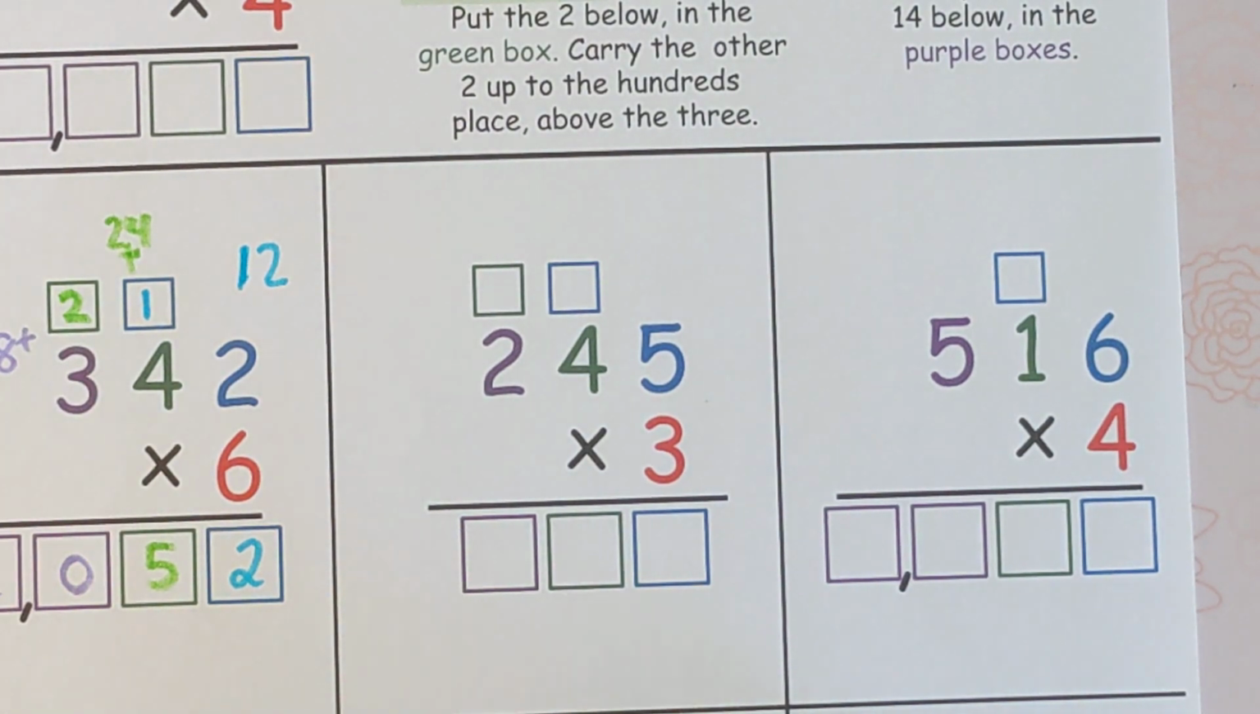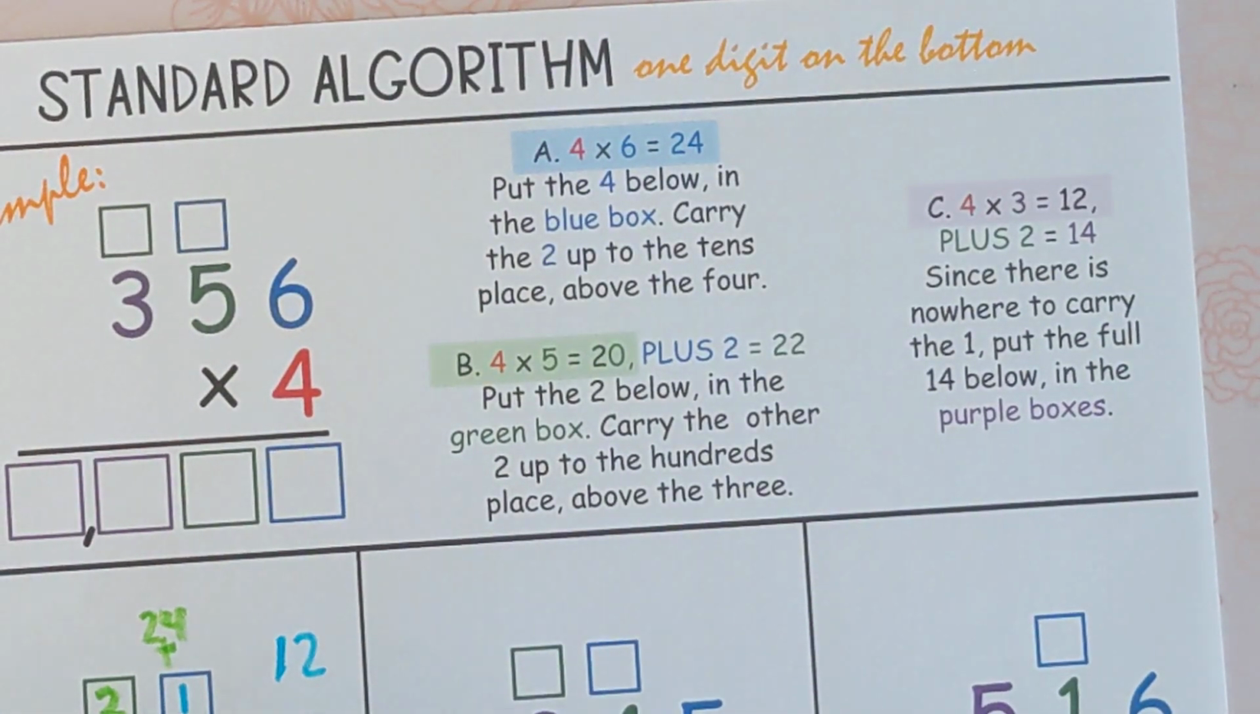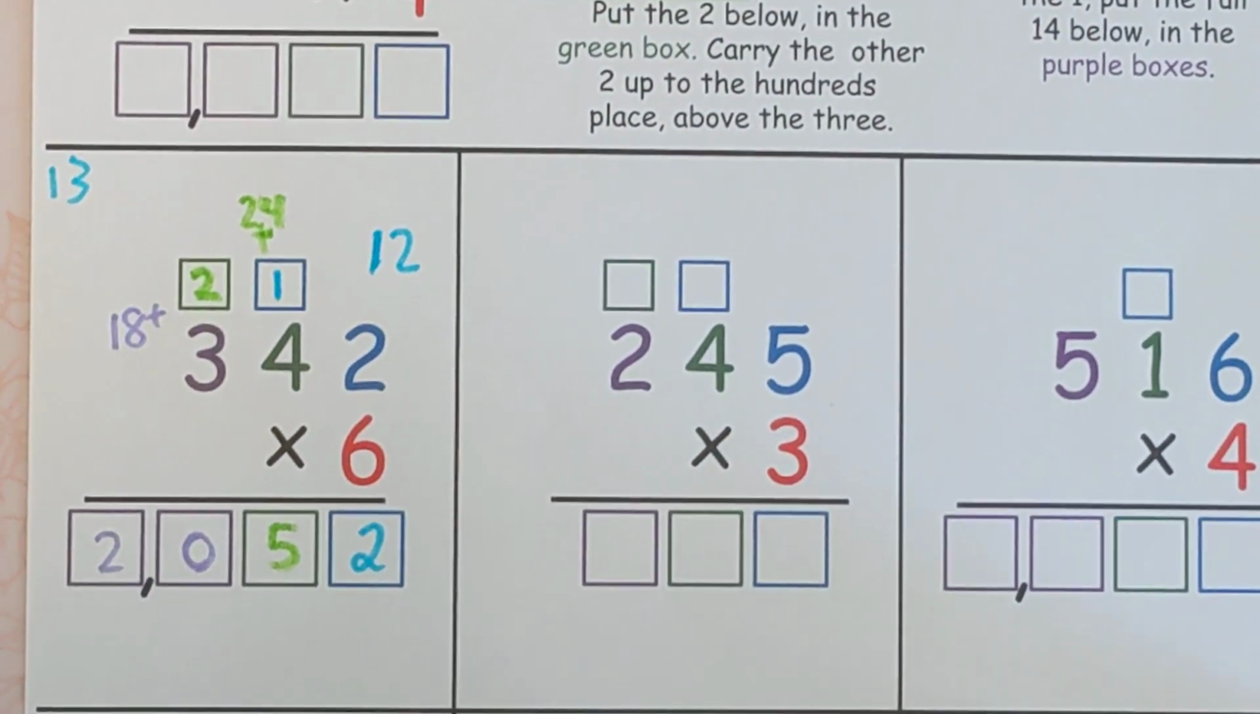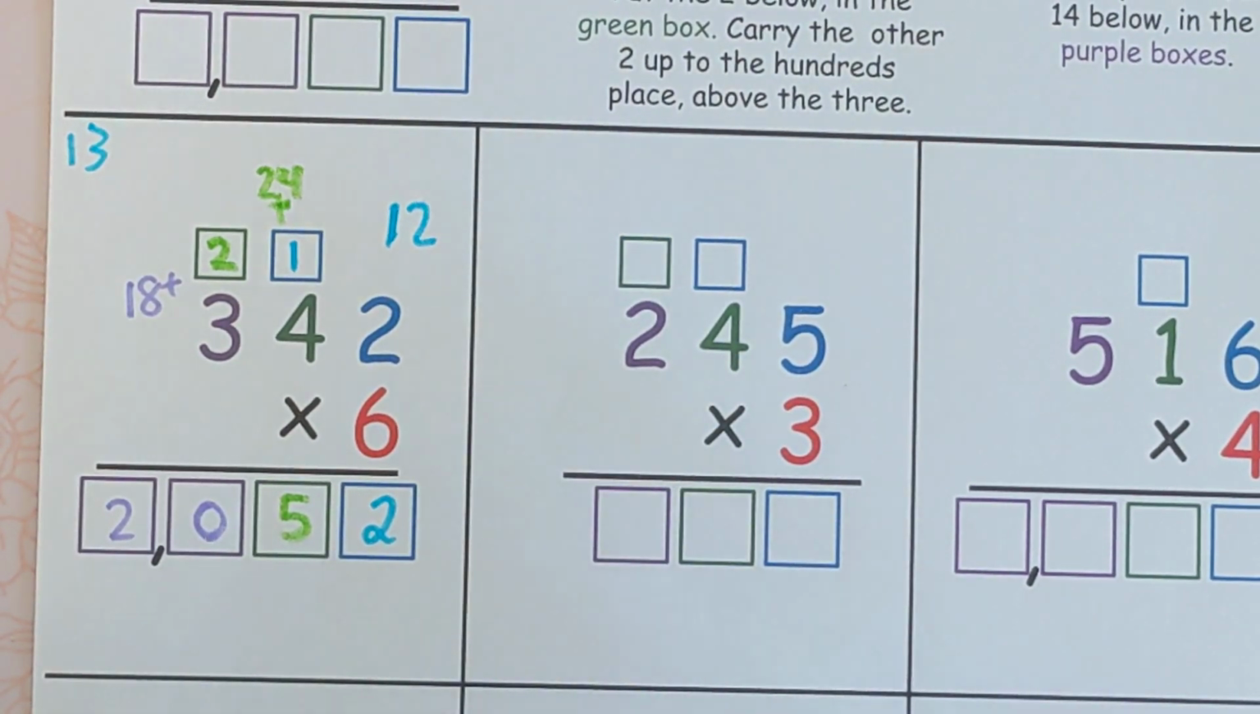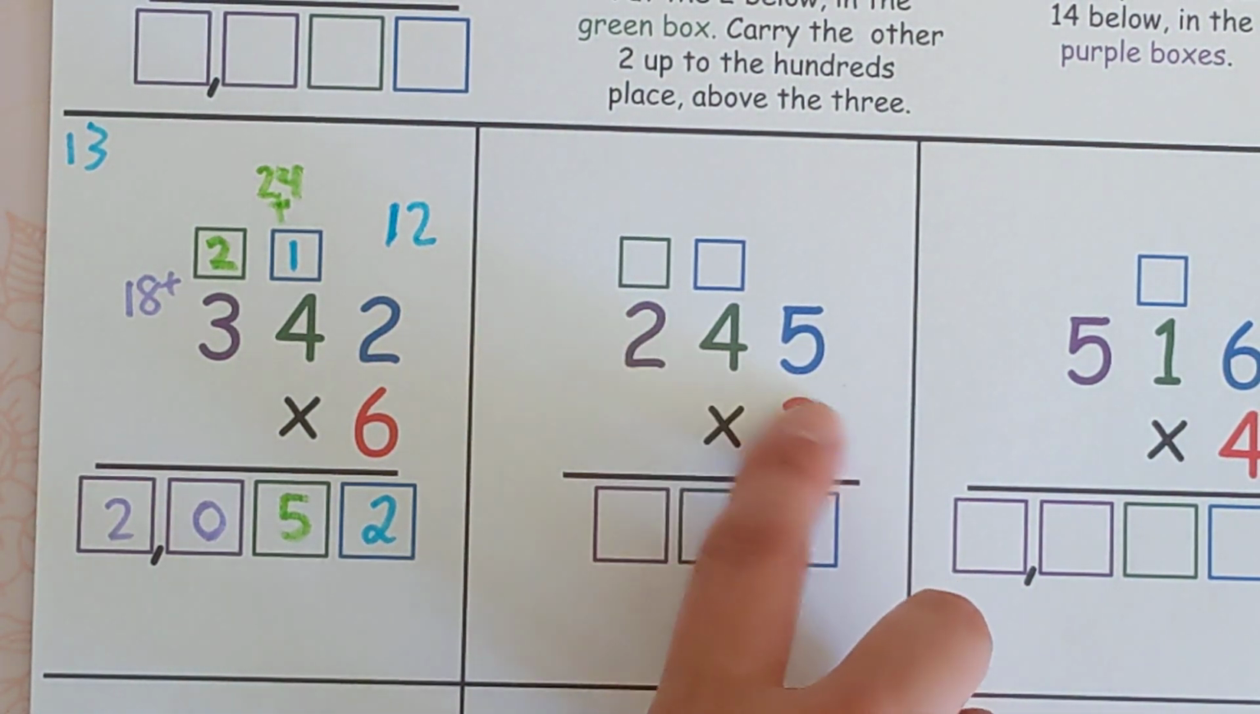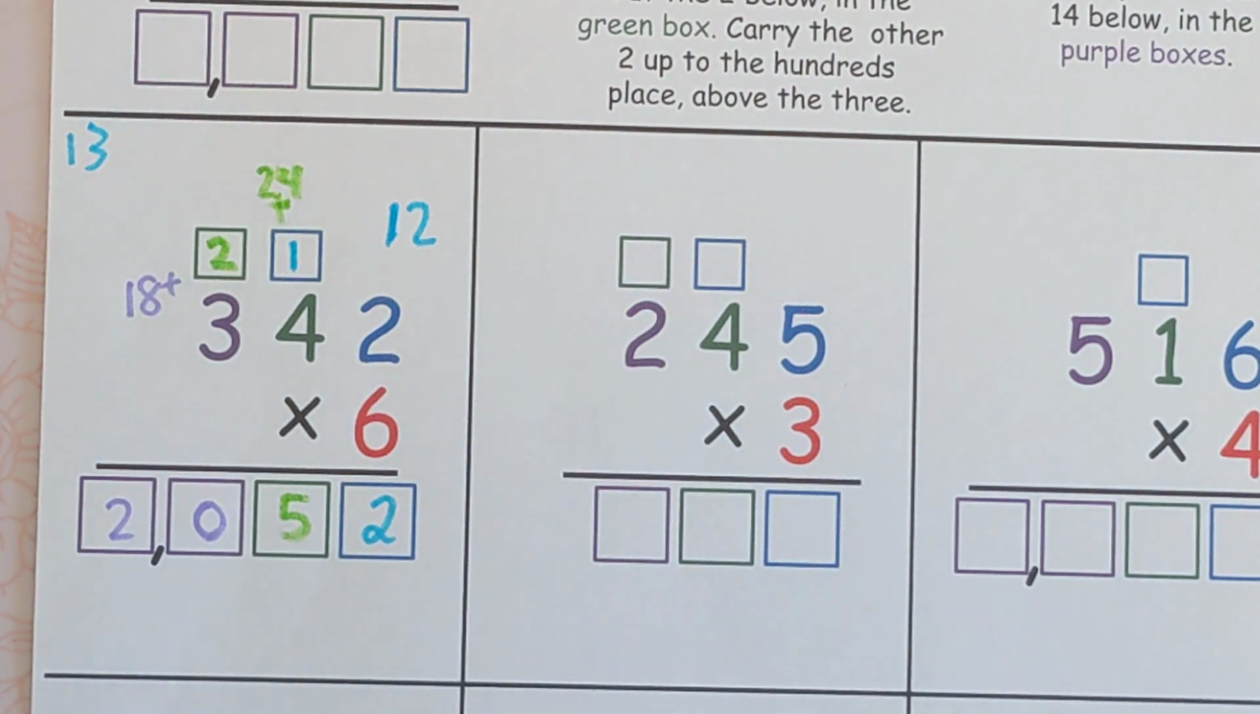Hi everybody, we are doing the standard algorithm for multiplication. 3 digits on top, 1 digit on the bottom. So it might look a little intimidating, but if you have done 2 digits times 1 digit, it's actually the same. You just go one round more. So let me show you an example.